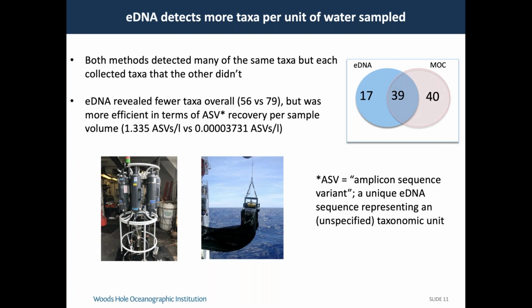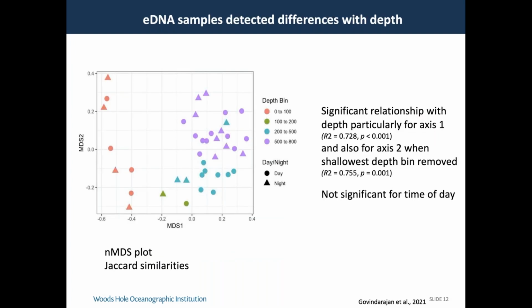One of the things that we saw in this early study was that when we think about the number of taxa that were detected, even though the MOCNESS had a greater number, if you think about it in terms of sampling effort, the eDNA was very efficient, right? Because the eDNA water volumes were so small compared to what the nets were sampling. So what was striking to me was how efficient the eDNA could be at detecting animals.